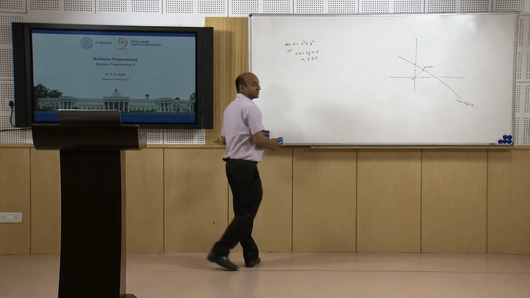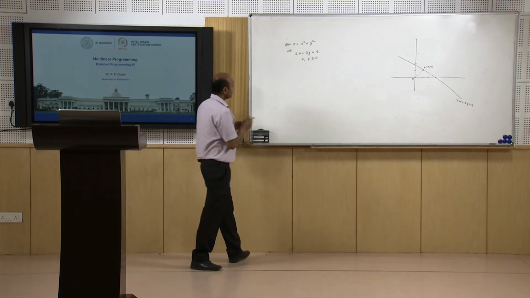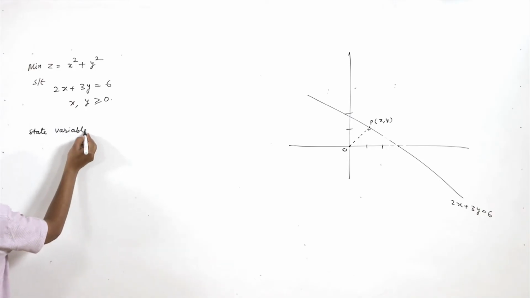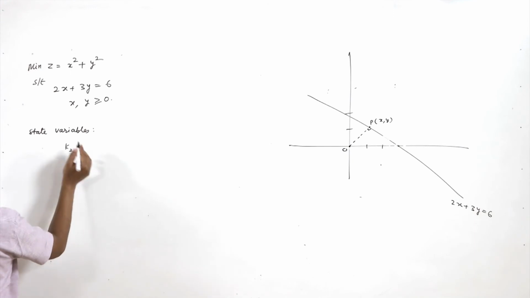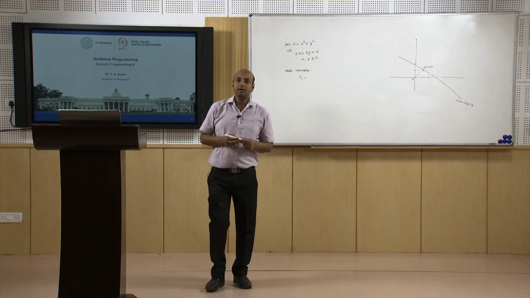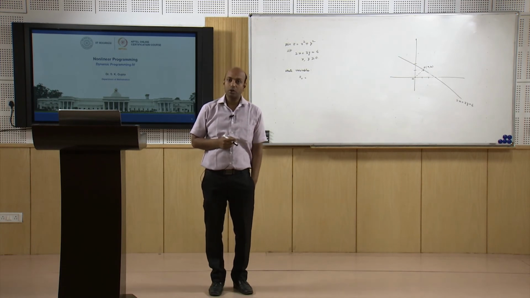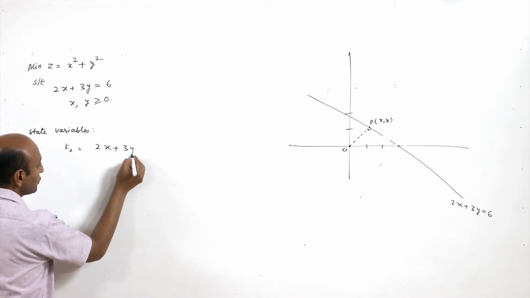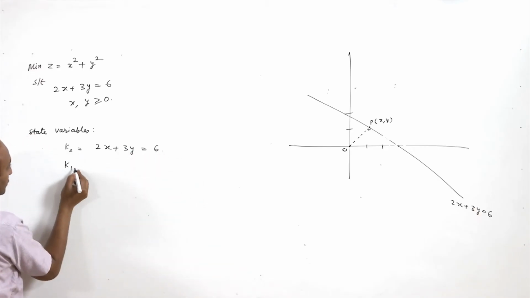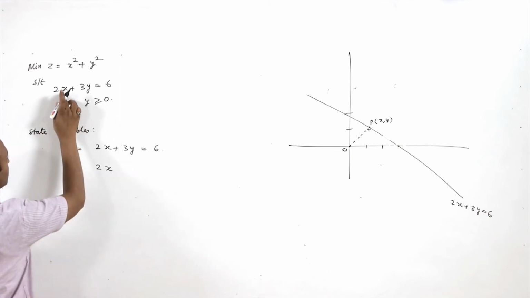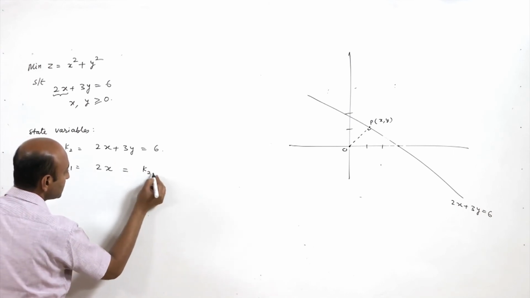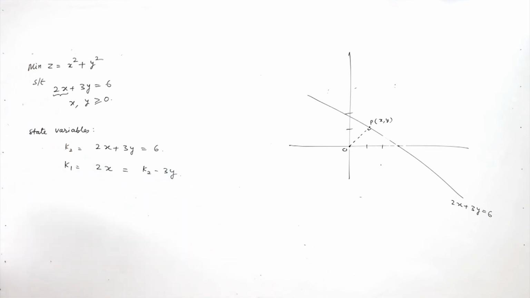Again, we first define state variables. Only two variables are here, x and y. So, we will have two stages, k2 and k1. k2 will be 2x plus 3y, which is equal to 6, and k1 will be equal to 2x. And this 2x is equal to k2 minus 3y, from this expression.